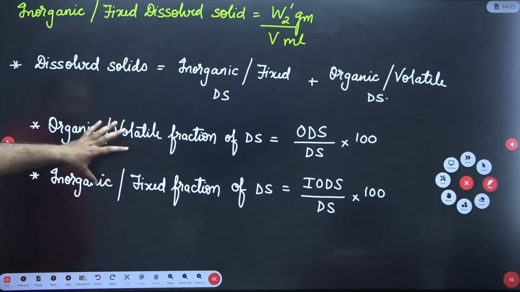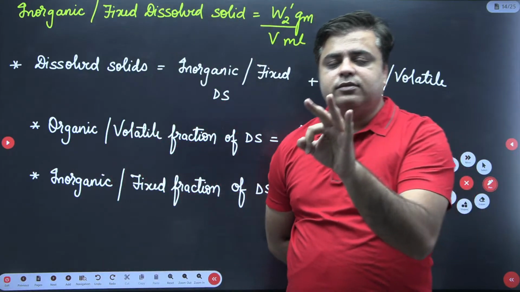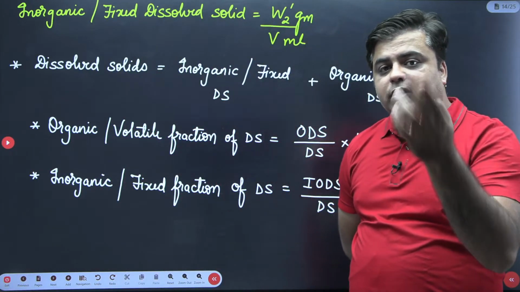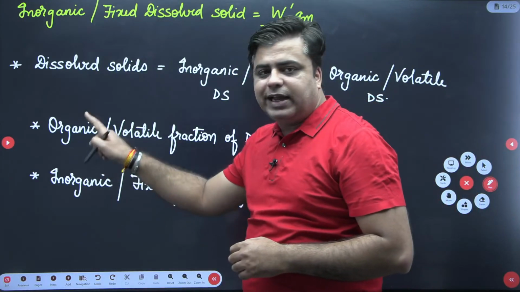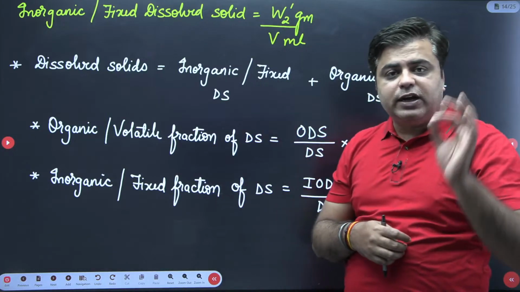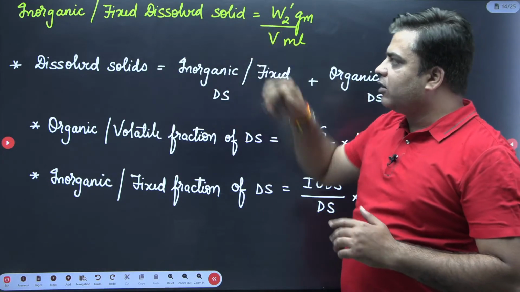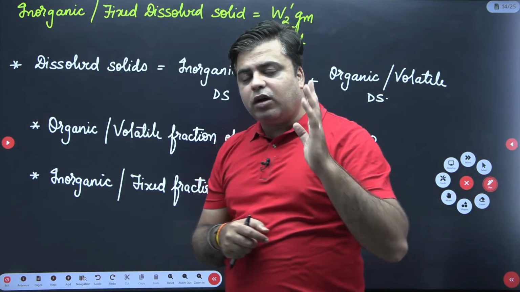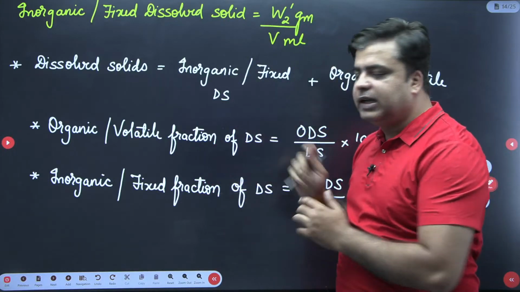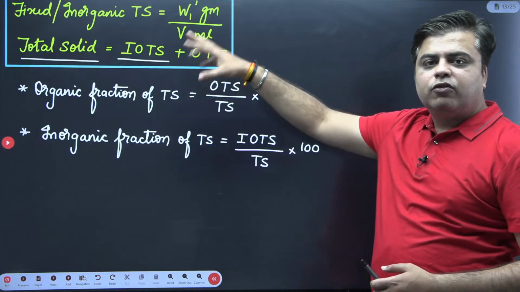So this is how, in this entire slide, there are 3 questions which you can expect as a 1 mark or a 2 mark question. Especially if a question comes from this organic or inorganic fraction, it will definitely be a 2 mark question. You can expect one easy question for calculating the inorganic concentration of the dissolved solids. So you can expect almost 3 to 4 questions from this single slide. Similarly, you can expect again 3 to 4 questions from this slide.